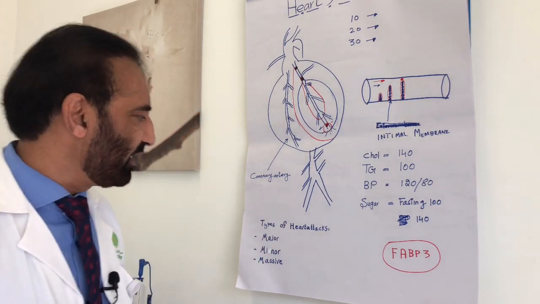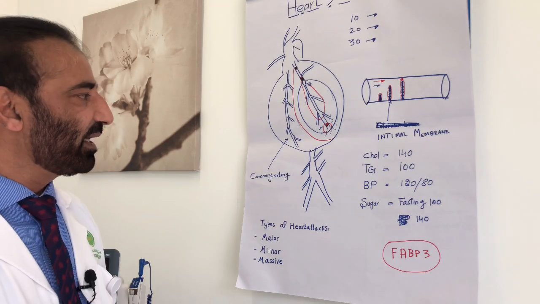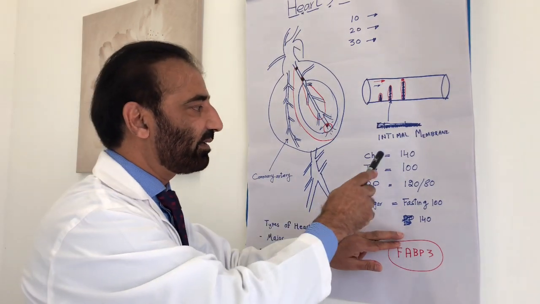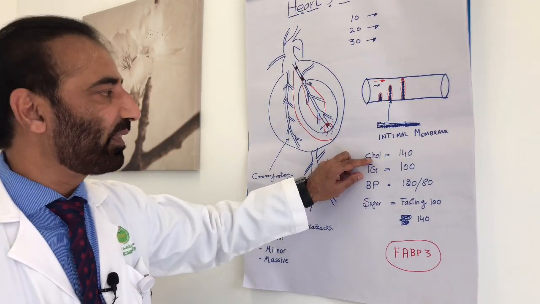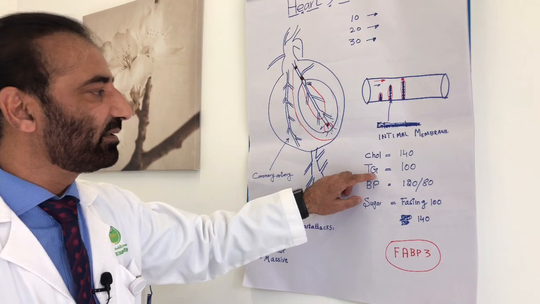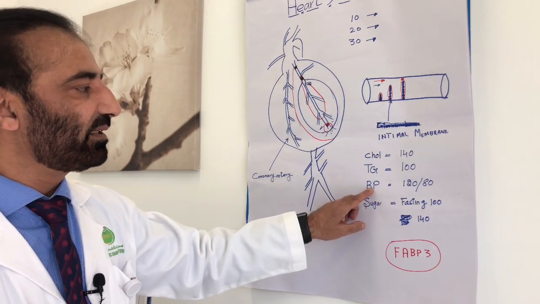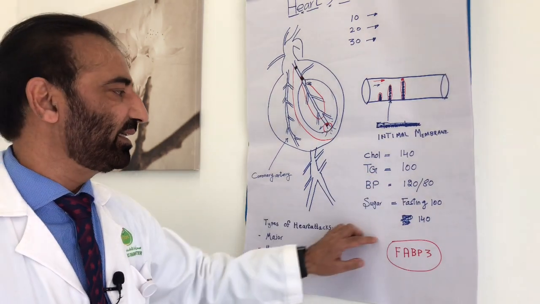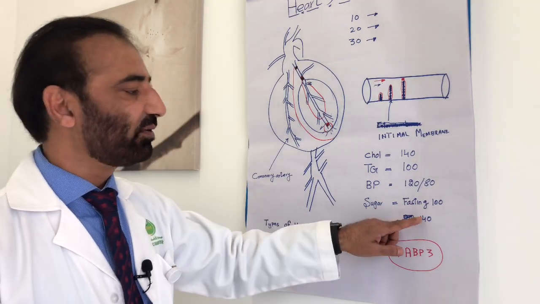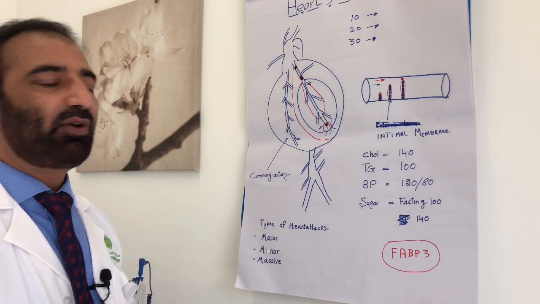There are so many things, but I will explain a little bit. If patients control their cholesterol at 140, triglyceride at 100, blood pressure 120/80, and fasting sugar not more than 100 and after food not more than 140, how can it be done?